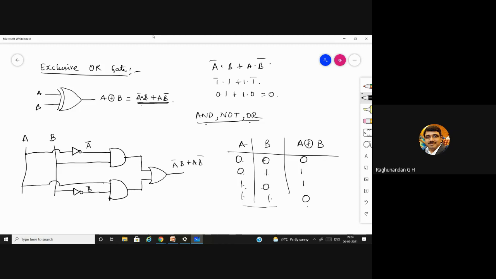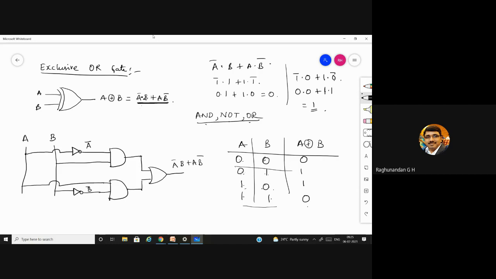Let us take the other example. We'll take 1, 0. A is equal to 1. That is 1 bar into 0 plus 1 into 0 bar. What will you get? 1 bar means 0. 0 into 0 plus 1 into 0 bar. What is the 0 bar? 0 complement? 1. So you are getting 1. That's why this is according to the equation.